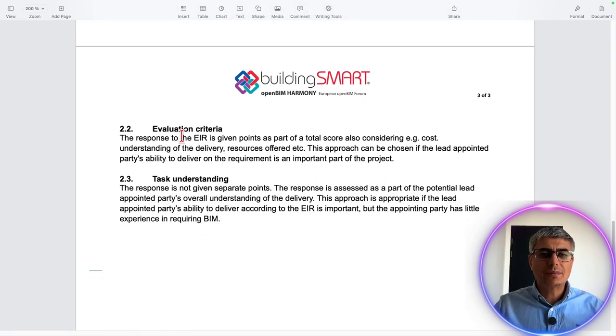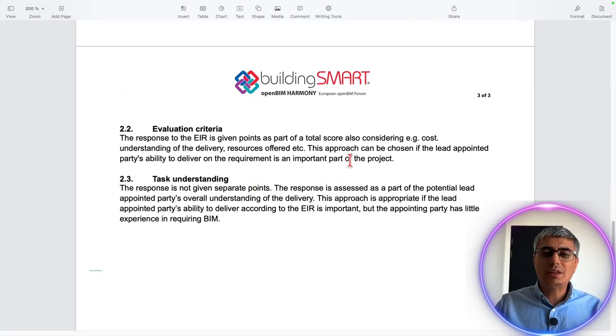Evaluation criteria. The response to the ER is given points as part of a total score, also considering, for example, cost, understanding of the delivery, resources offered, etc. This approach can be chosen if the lead appointed party's ability to deliver on the requirement is an important part of the project.